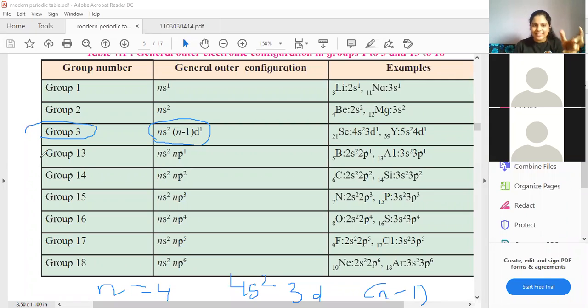Now students, there are some other things also involved, so we'll see that ahead, but right now try to understand whatever I'm explaining properly. Everyone please let me know if you all understood this ns2 and n minus 1 concept. Yes, miss. What about others? Please answer.